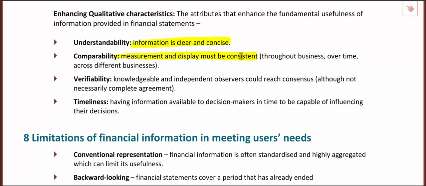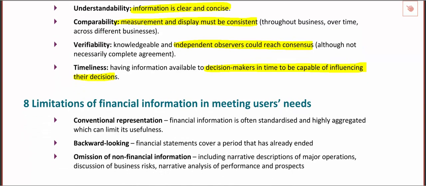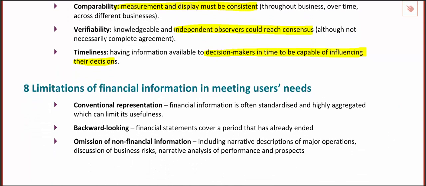Verifiability, so making sure that if I had someone independent come in and look over my numbers, they'd agree with me. And then finally, timeliness, making sure that if anybody who's going to have to use my information to make a decision, that they have the information on time. Otherwise, it's not very useful at all.